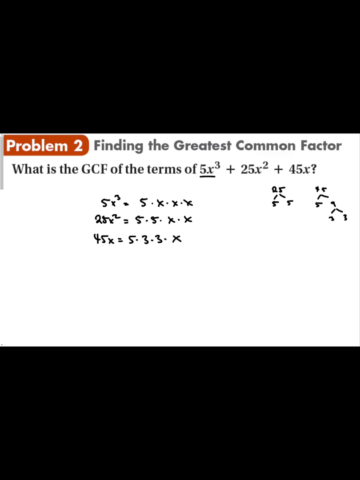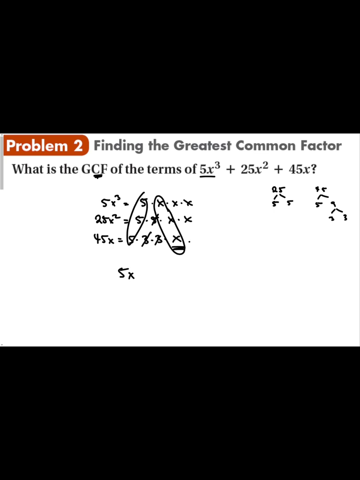Okay, so to find the GCF, it's going to be the greatest common factors. So look, they all have a 5. Well, this has another 5, but the others don't. Okay, so that's out. These have 3's, but the others don't. This has 1x. Oh, that's common. They all have an x. But this one doesn't have another one, so the GCF of this expression is just 5x.